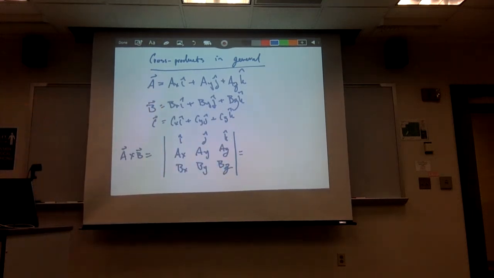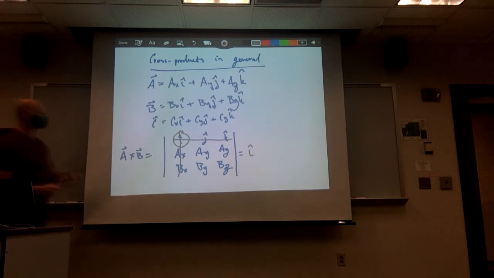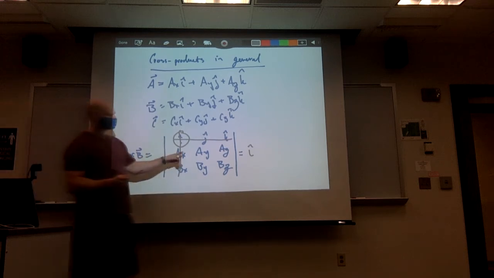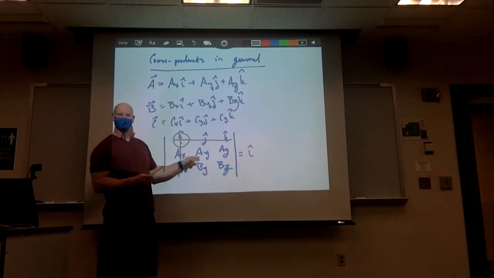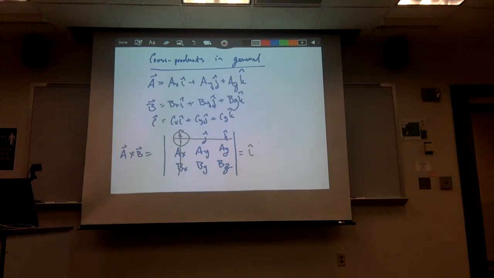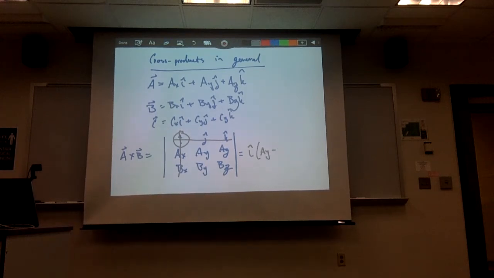The way this works is you first look at the first component. Here's my first component. We basically cross out the row and the column of this entry, then multiply everything by that component, which is the first component, i. From here, we take what's known as the minor, the determinant of the minor matrix, which is this times this minus this times this. So this first component is equal to AY times BZ minus BY times AZ. This is the first component of my result.